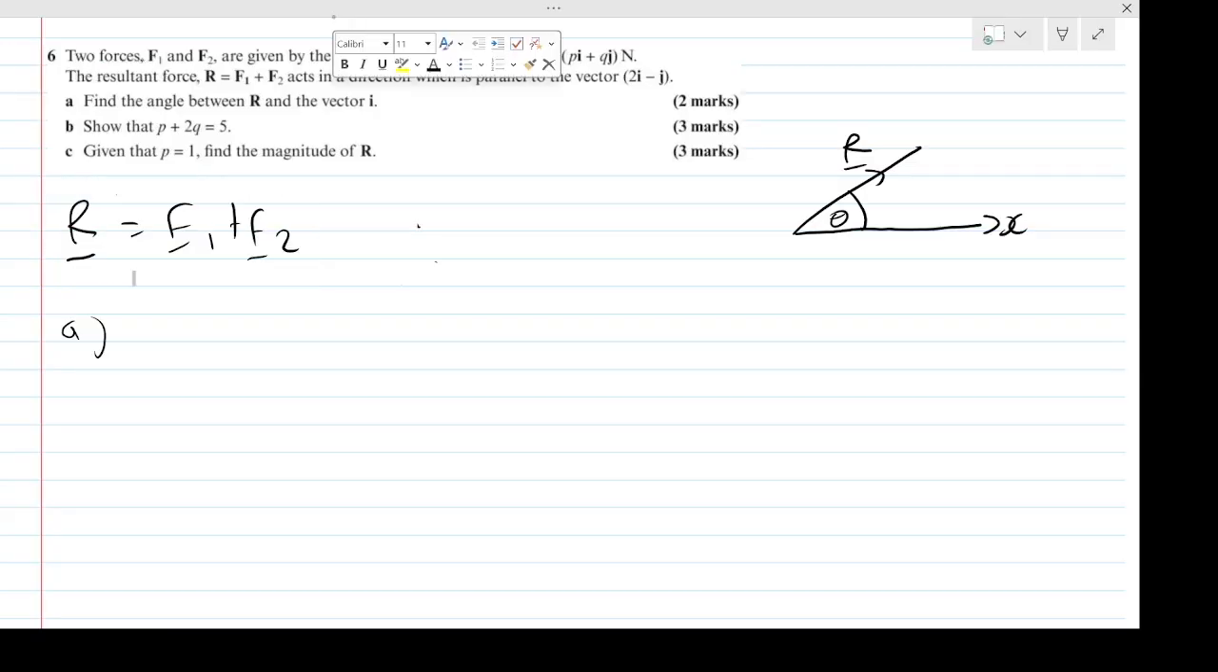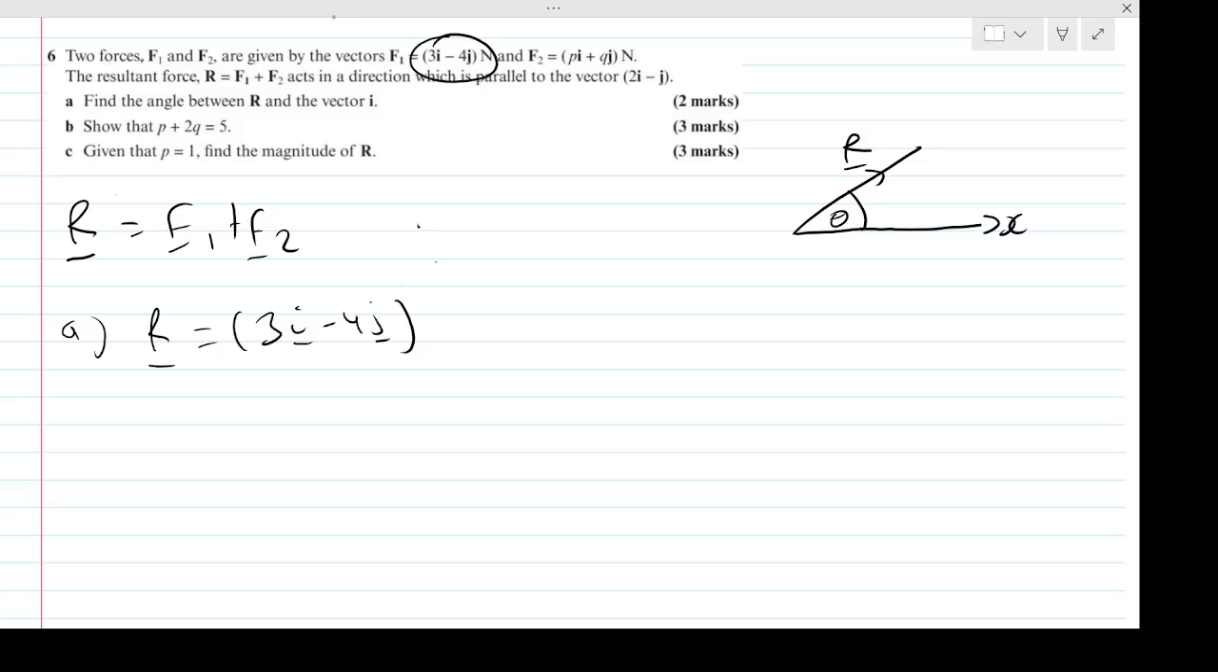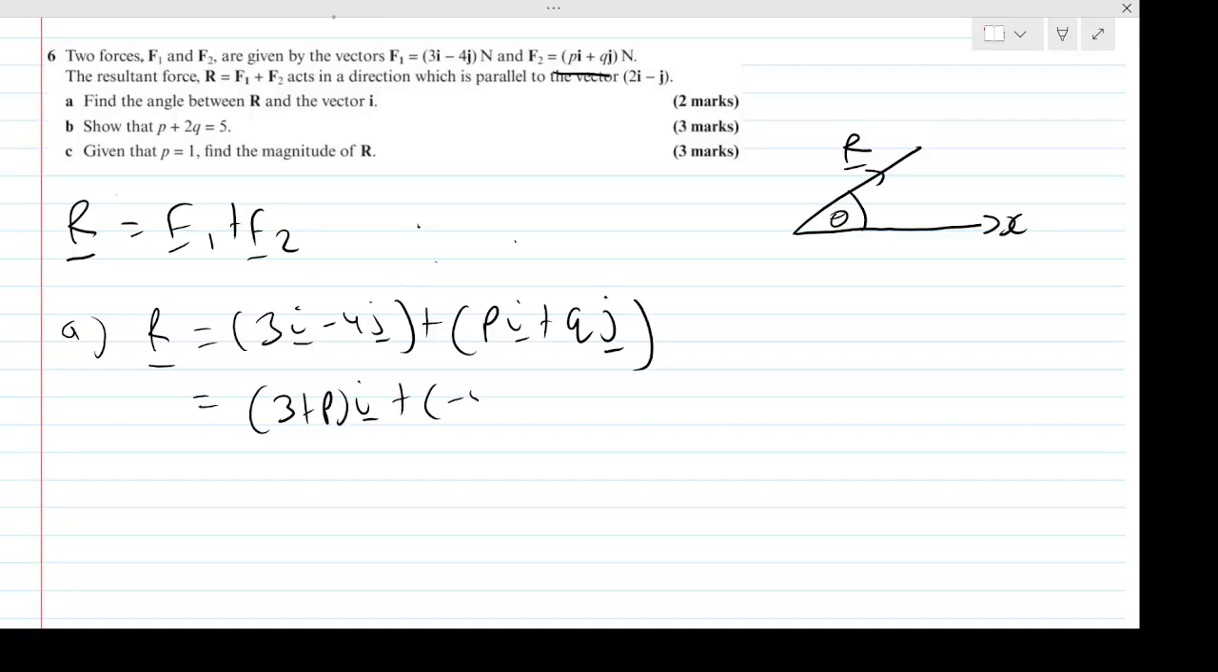If we do that, R is going to be F1 add F2. Well, F1 is 3i minus 4j, add F2, which is pi add qj. So if we add the I parts, we're going to get 3 add p lots of i, and then add the j parts, we're going to get minus 4 add q lots of j.